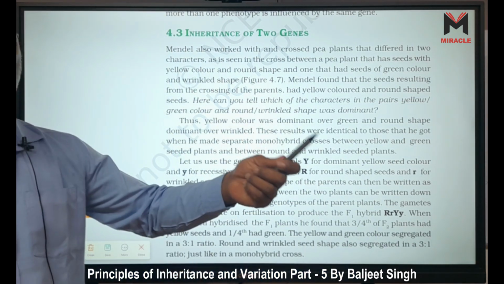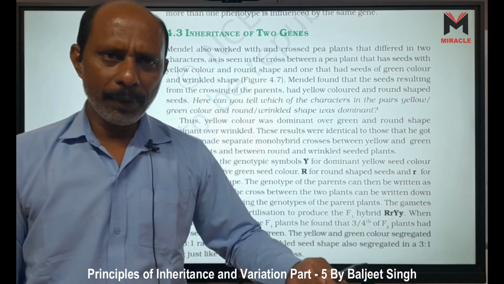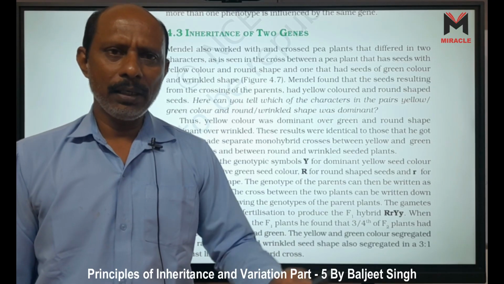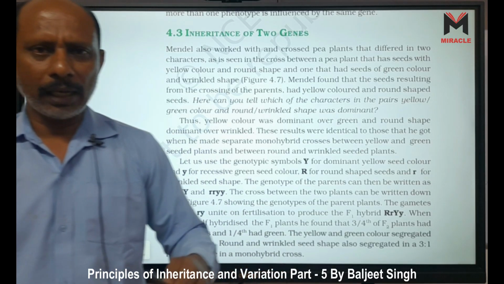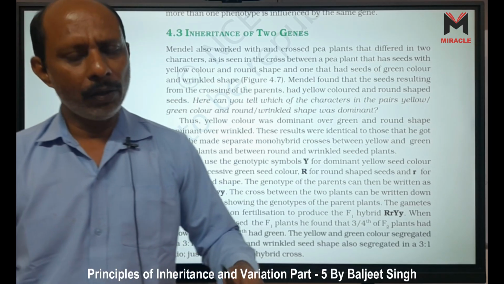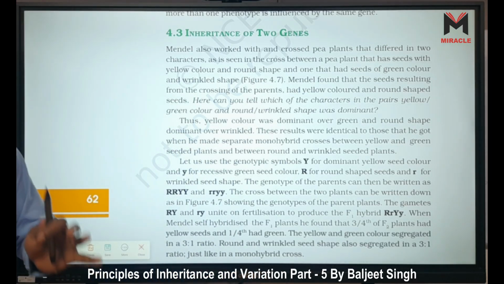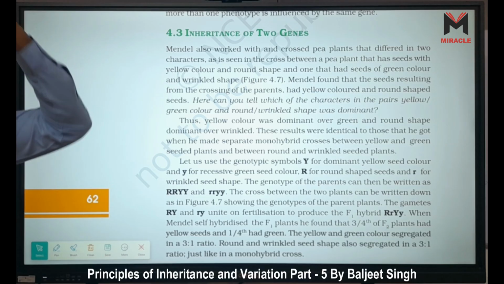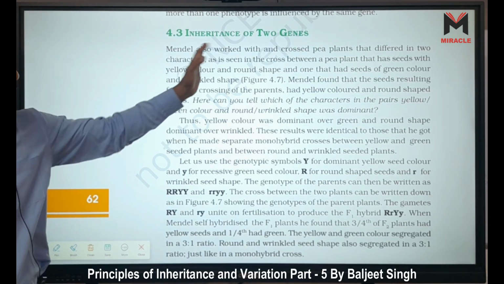Right? Here we use hybrid plus monohybrid, single trait. Dihybrid, more than one, means two traits. Tri means three traits. Tetra means four traits. We can consider this according to the number of contrasting traits we use here. Right? It is given as inheritance of two genes.